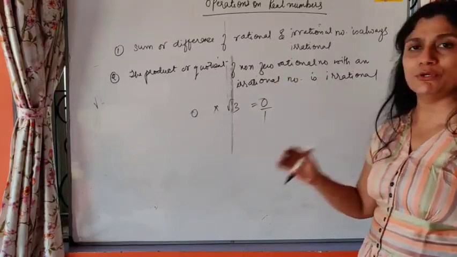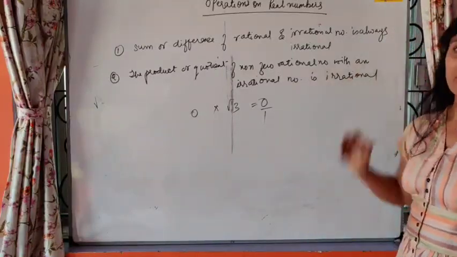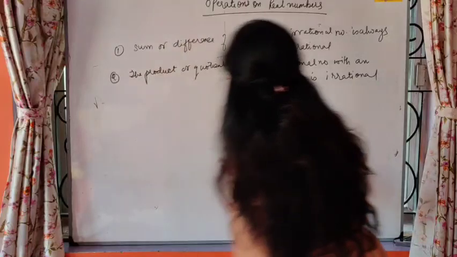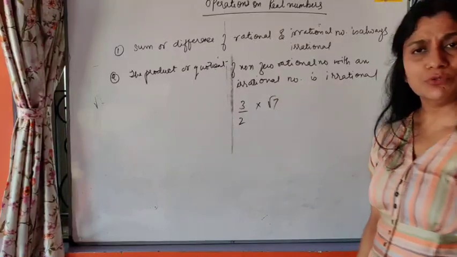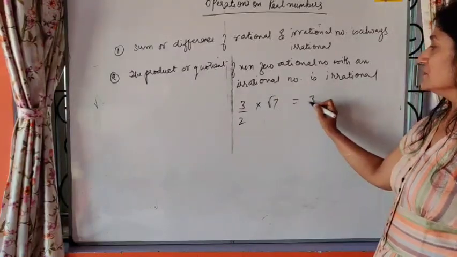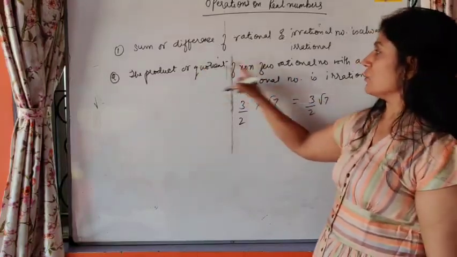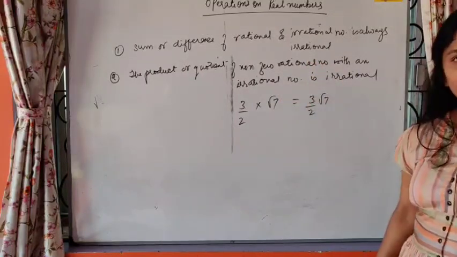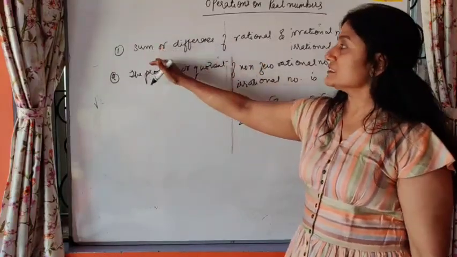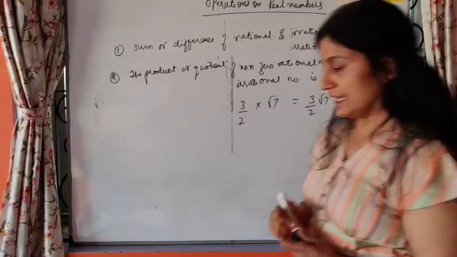You can take the number as 1, 2, 3, 4, 5, 15 by 16, 20 by 30. Any number you can take. With an irrational number it is always irrational. See, take any non-zero rational number. I take it as 3 by 2. And an irrational number I take as root 7. So what I get is 3 by 2 root 7. Again this is irrational. Got it? So product or quotient of non-zero rational number with an irrational number is always irrational. Similarly, the sum or difference of rational and irrational is always irrational.